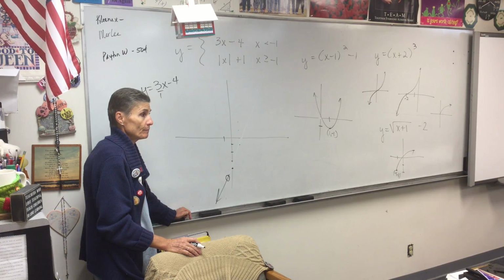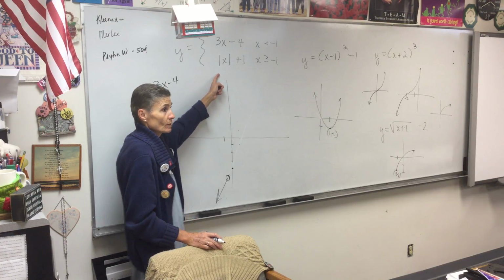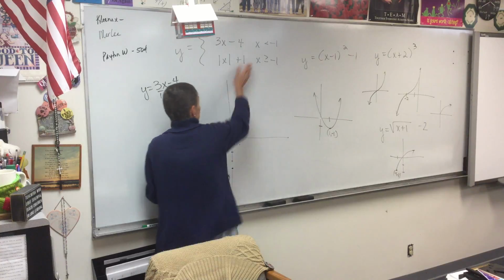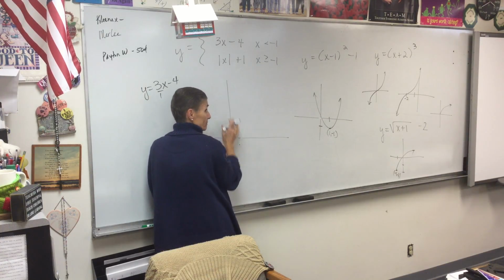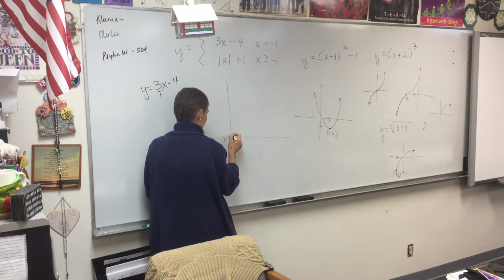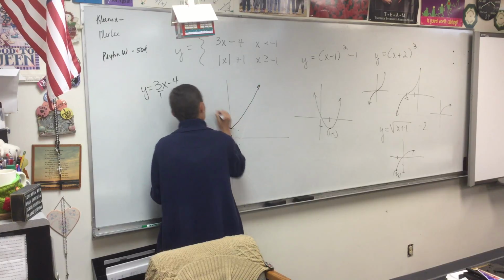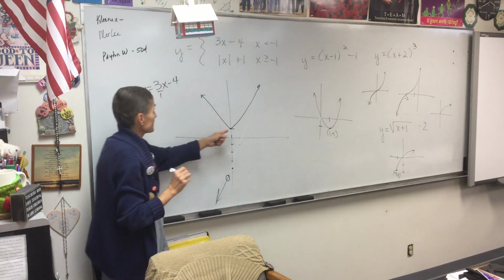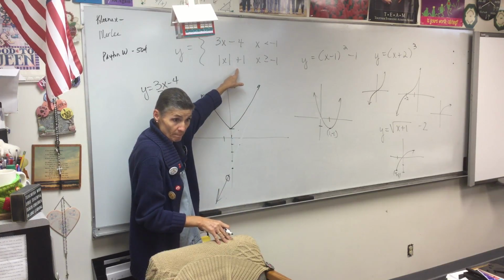Everybody on board? What's this guy? V. That's a V. Now, if that's all I had, it would be this V, right? But it's got a +1 on the end. What is that going to do? Move it up 1. So I'm going to have my same old V, but it's been picked up 1 because of the +1.